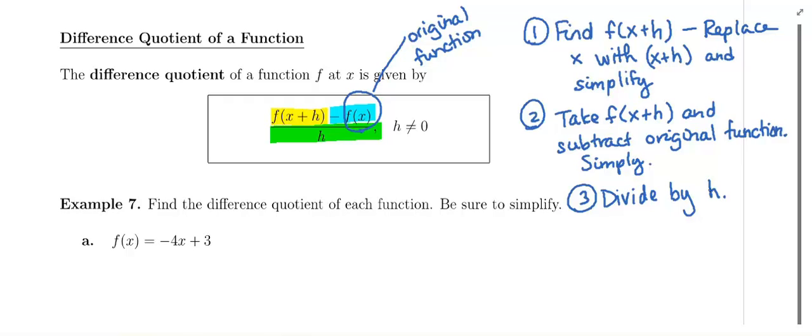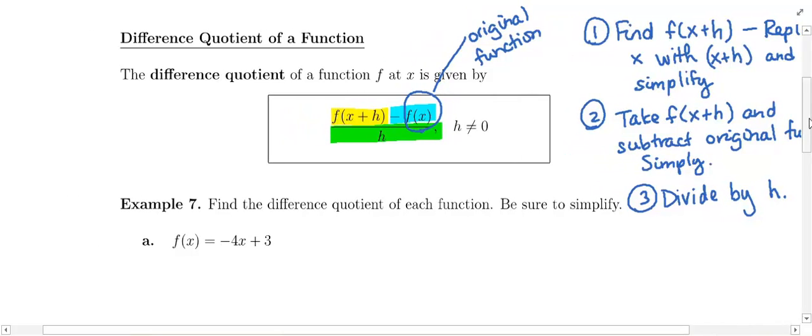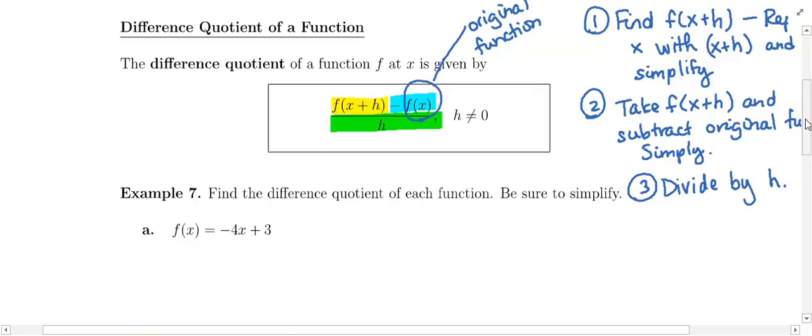All right, so let's go ahead and try this on example 7a. Again, it is nothing more than a recipe. We just need to follow the steps in the recipe. So here we go. By the way, you do not have to memorize this formula. It will be given to you. The directions say find the difference quotient of each function. Be sure to simplify your answer.